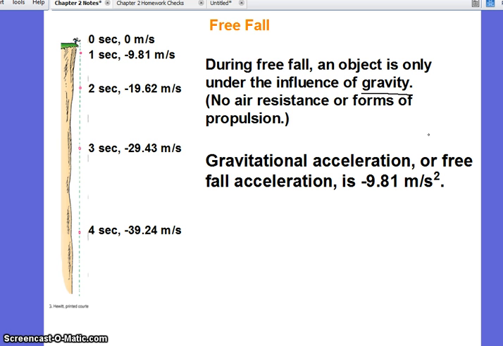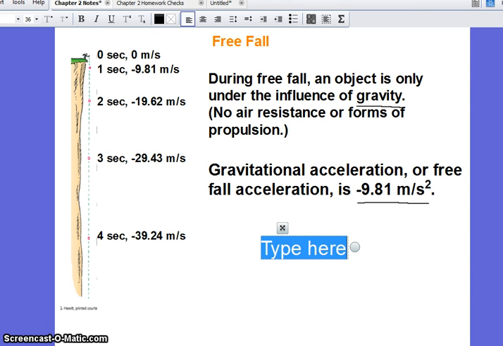Objects that are undergoing free fall all have the same acceleration. So if we neglect air resistance, all objects fall downward at an acceleration of negative 9.81 meters per second squared. What this means is that their velocity is decreasing by 9.81 meters per second every second.